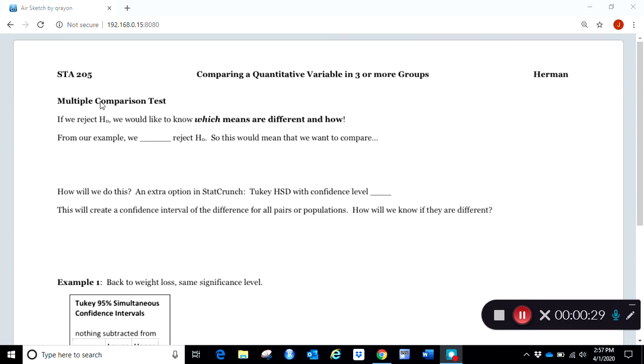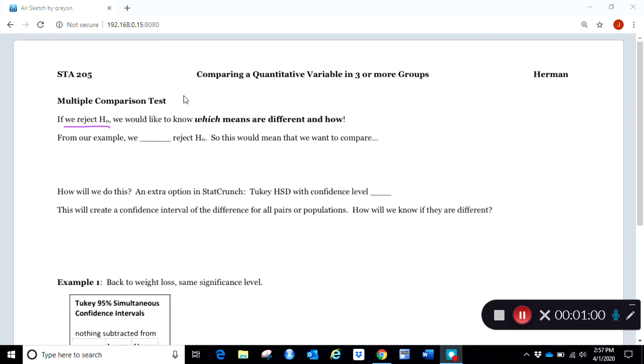So what we're going to be doing is what's called a multiple comparison test. If we reject the null hypothesis, we would like to know which means are different and how. Now we're only going to be worried about this if we reject the null hypothesis, because if we didn't, there is no evidence that they're different. So there's no reason to look for differences. So only if we reject the null hypothesis will we do this multiple comparison test.